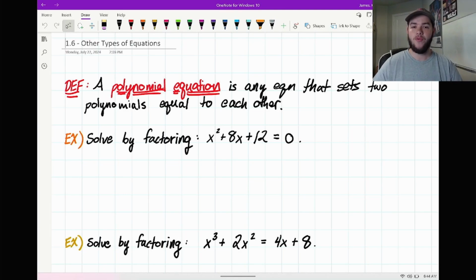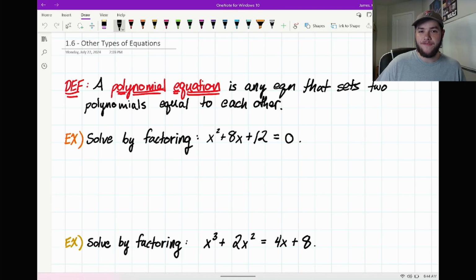Just to be clear, what I mean by a polynomial equation is just any equation that sets two polynomials equal to each other. And in these kinds of equations, factoring is usually a powerful tool. Let's see how we can use factoring to solve this first one. x squared plus 8x plus 12 is equal to 0.